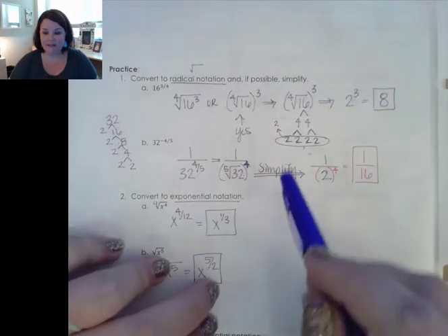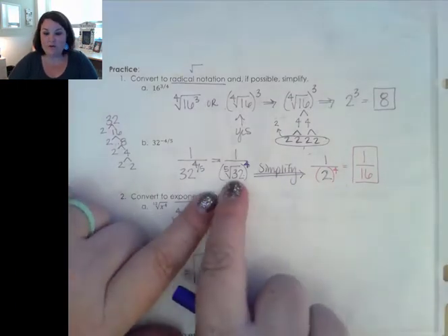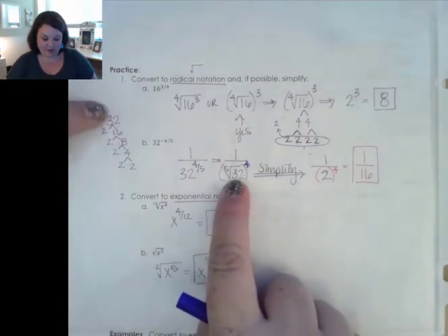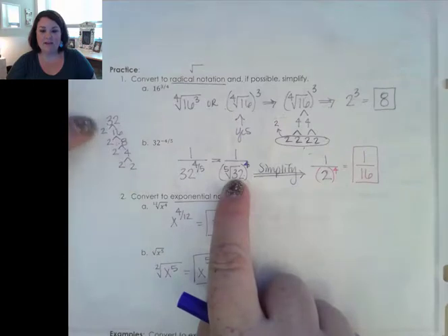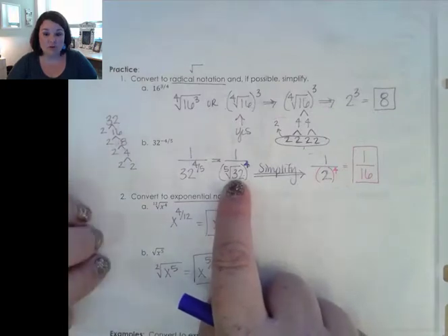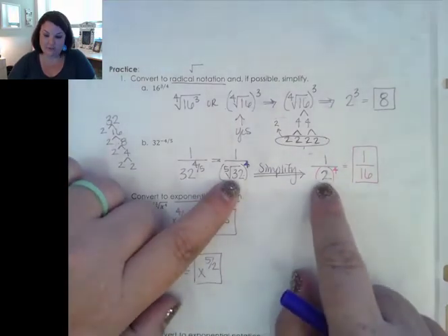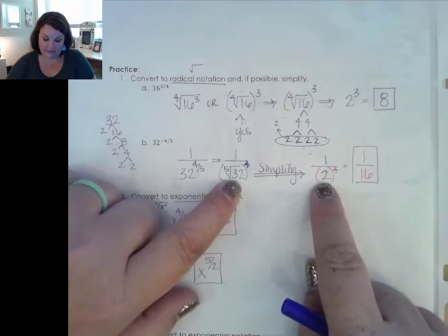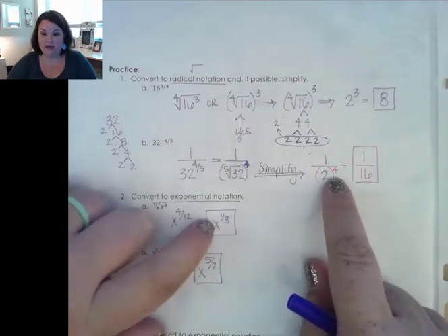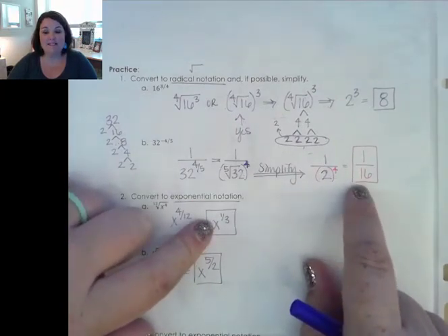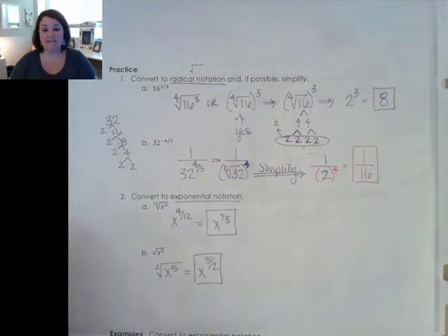Let me fix that right up. All right, so we're going to do the 5th root of 32, which if we prime factor 32, we'll see that we actually have 5 copies of a 2, which means that the 5th root of 32 is just 2. So the 5th root of 32 becomes 2, and then we're going to raise it to that 4th power, okay? And then 2 to the 4th power is 16. So we end up with 1 over 16.